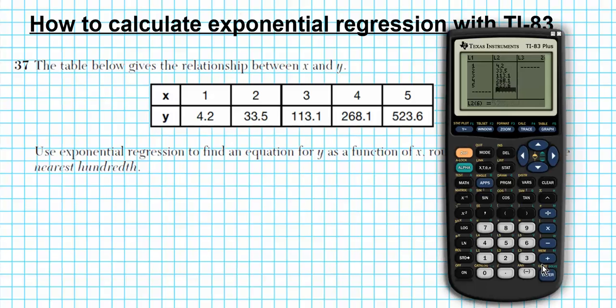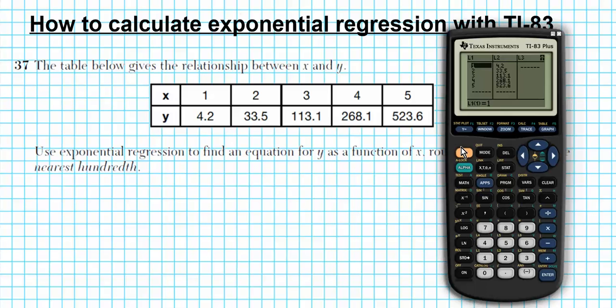Now, anytime you enter data into a calculator, you always want to go back and check to make sure that you entered everything perfectly. So let's go over our Y entry, which is list 2. We have 4.2, 33.5, 113.1, 268.1, 523.6. Perfect. And then we just have 1, 2, 3, 4, 5 here. Okay, so now we have that done.